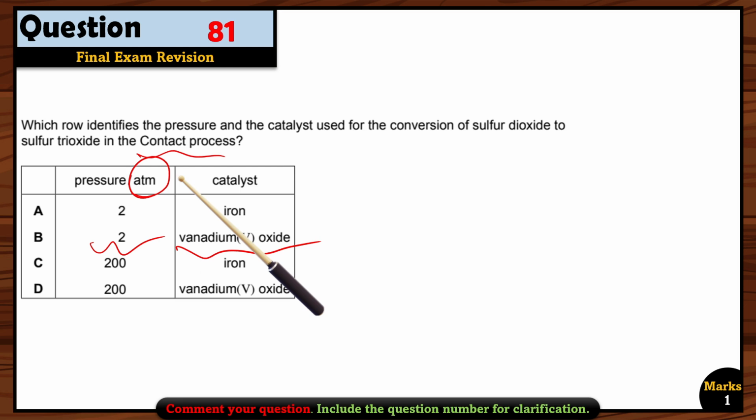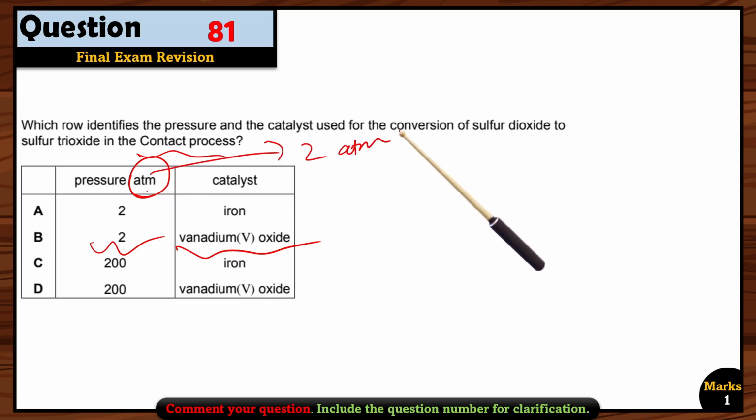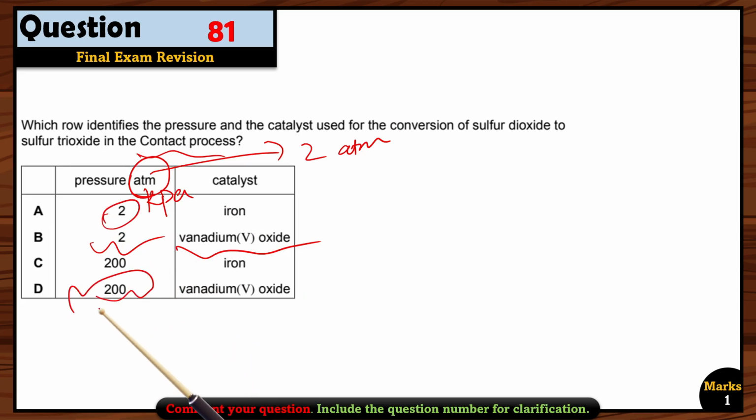If the pressure is given in atm, then 2 is the right answer. 2 atmospheric pressure is the right answer for the contact process. But if they give you the unit in kPa, then you cannot choose the 2 option. Then your answer should be 200, because 1 atm is equal to 100 kPa. So 2 atm is equal to 200 kPa. That's why sometimes students choose a wrong option, that is D.